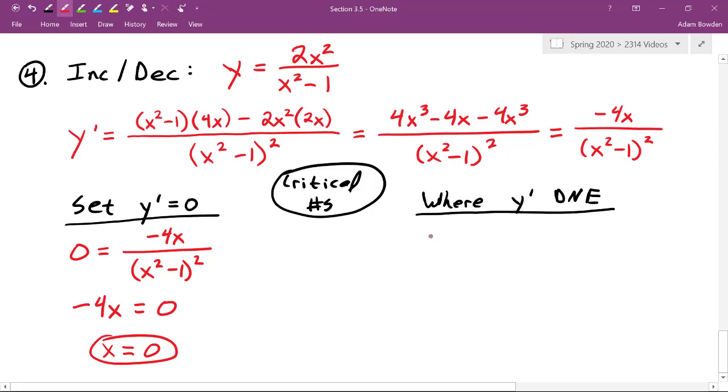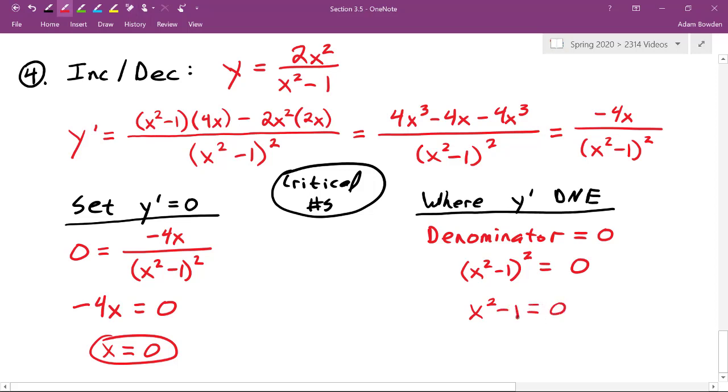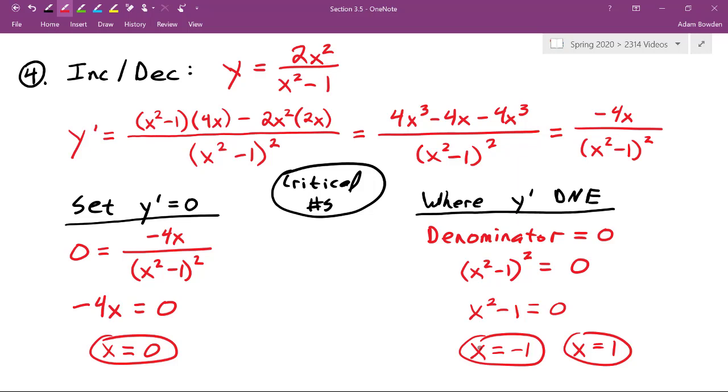Now to figure out where it does not exist, it's all going to come back to the denominator. Where is the denominator equal to 0? Well, basically if we take the whole denominator, set it equal to 0, it's going to come right back around to just x squared minus 1 by itself equal to 0. The power of 2 makes no difference here. So we've already considered the solutions of negative 1 and positive 1 for x from the very beginning, for x squared minus 1 equal to 0. So those are also included here for our critical numbers as well. So we have 3 critical values to take a look at for this one.